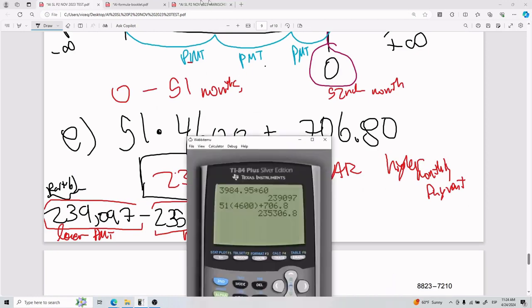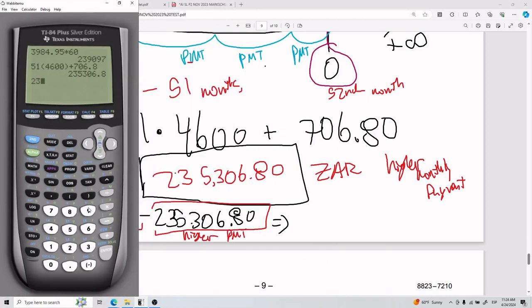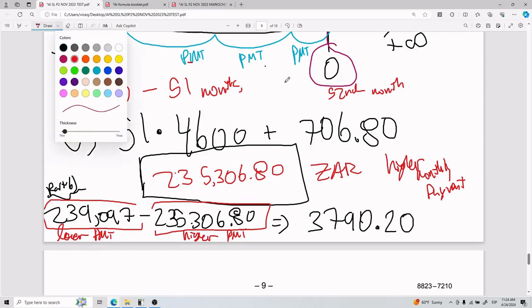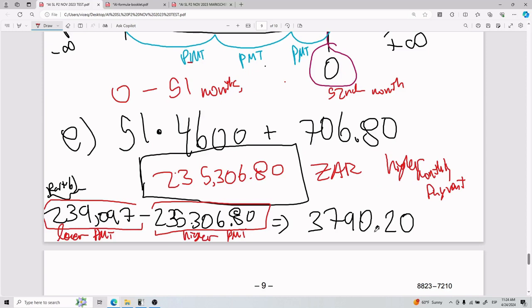So from here, you have the answer from part B, so the 239,097 minus what I just calculated, right? This gives me the 379.2. Now, because they wanted to the nearest rand, which one is the nearest rand? You take this number and ask, do you round it up or keep it the same? You keep it the same. So the nearest rand is actually 379 as is. So for part E, it will be this number here, okay?